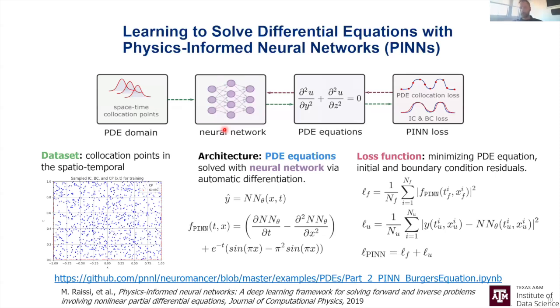Very popular and very active area of research, as the number of papers on this topic demonstrates, which allows you to learn neural network solutions to known partial differential equations, or if you have data and unknown parameters in the PDE, you can also do the inverse modeling. You can estimate the parameters from the data given the known partial differential equation. So that's PINNs. Any question on this one at this point?